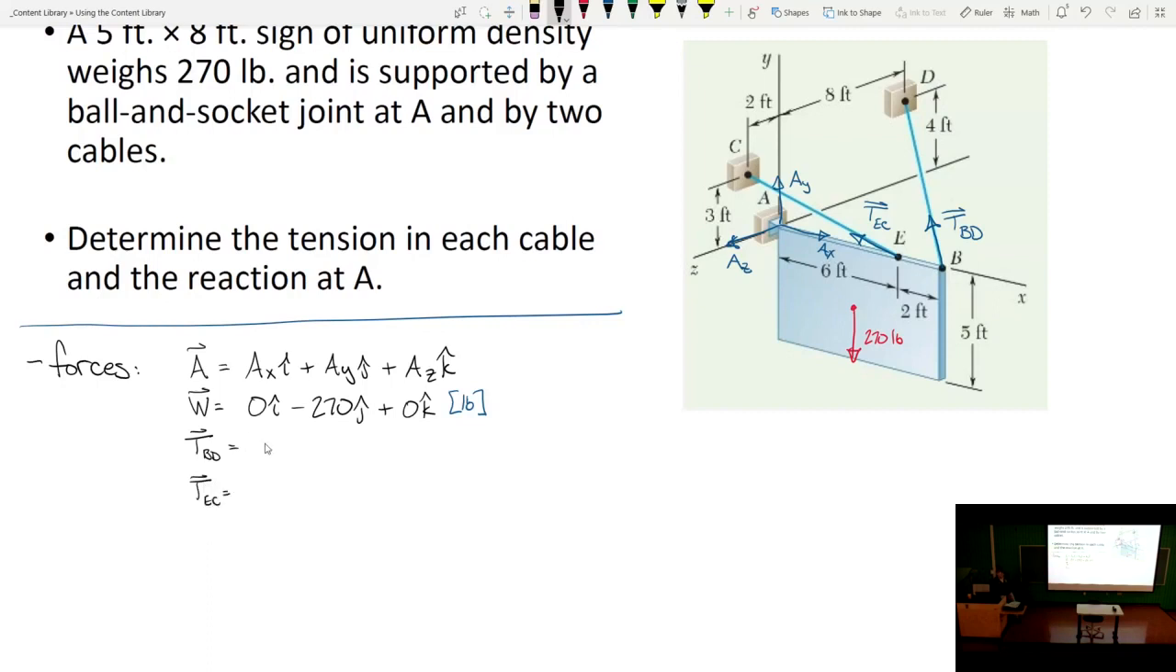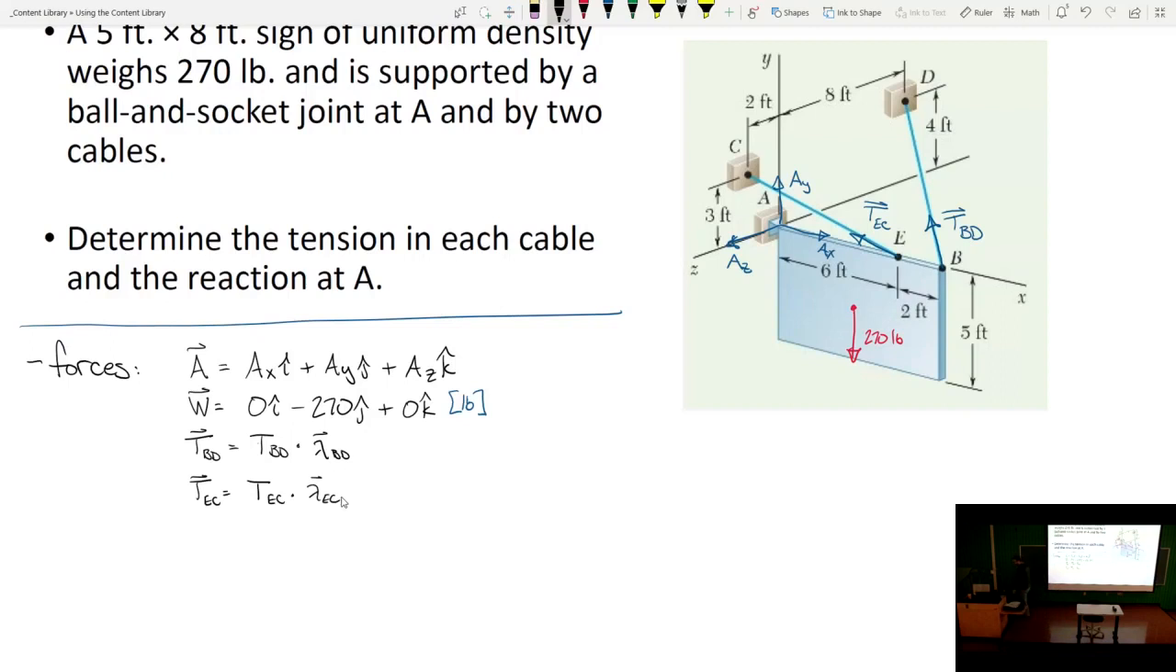And what I'm going to do is say those are some unknown magnitude times a unit vector. Some unknown magnitude times a unit vector. So before we move on, I'm going to take a second and determine what these unit vectors are. By now, we should be pretty good at that, okay?